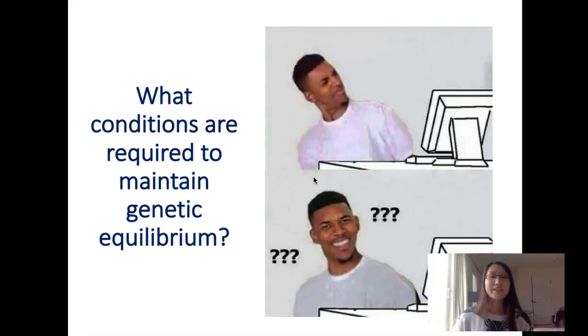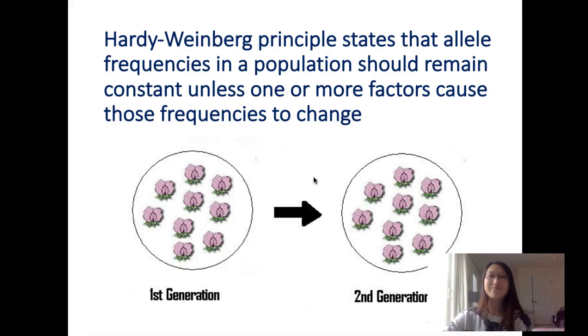So the last one, yay, finally, we have Hardy-Weinberg equilibrium. What is Hardy-Weinberg equilibrium? It is when the population does not change its allele frequency. And we want to think about what are factors that can or cannot change allele frequencies. And if it doesn't change the allele frequencies, we call it Hardy-Weinberg equilibrium, okay? So the Hardy-Weinberg principle states that allele frequencies in a population should remain constant unless one or more of the factors cause those frequencies to change. And then we're going to look at the factors.